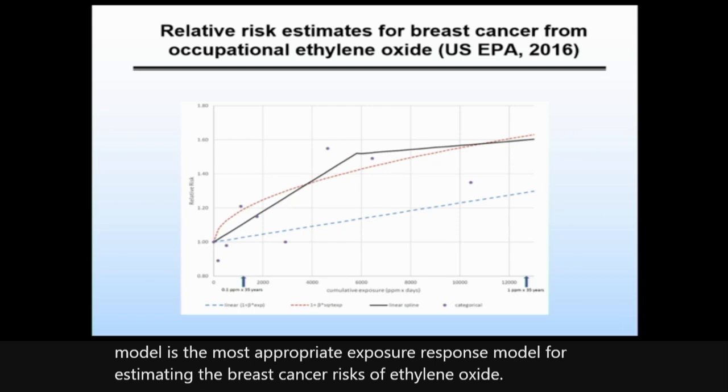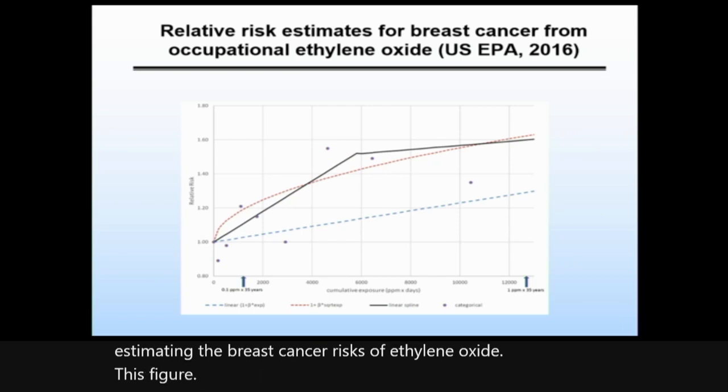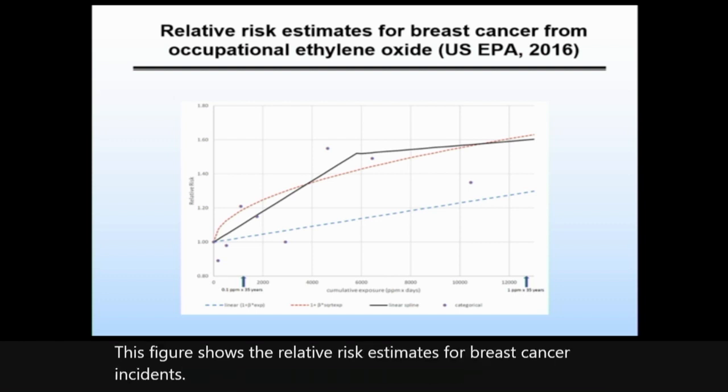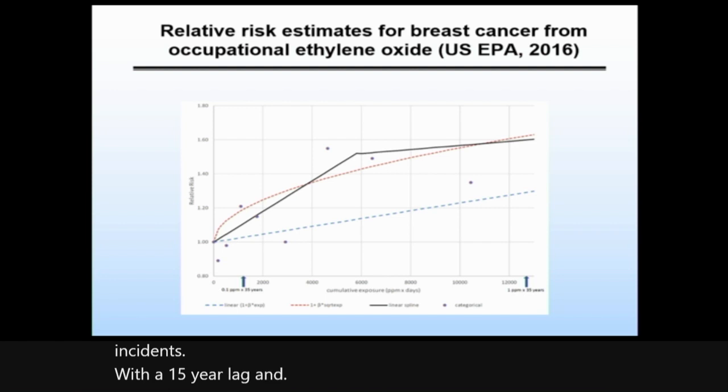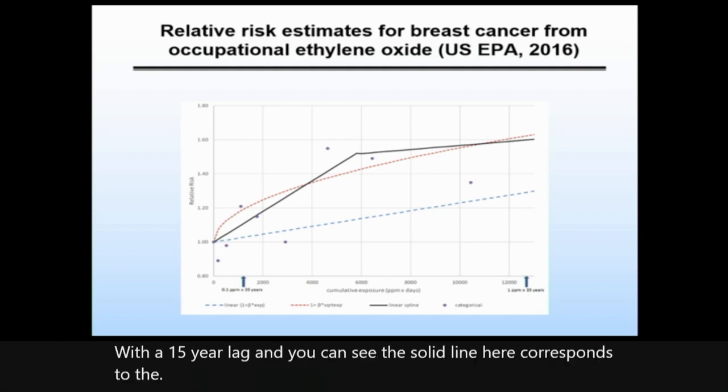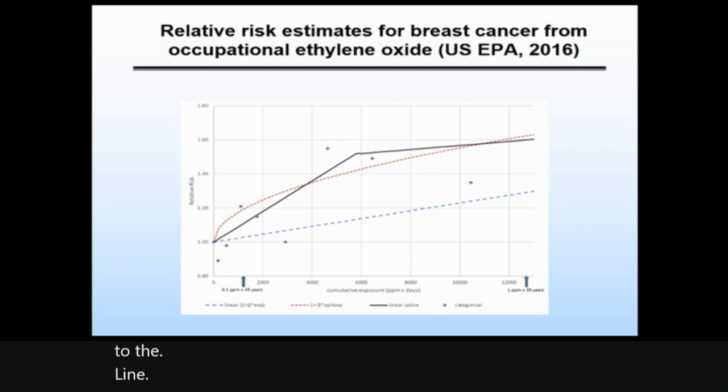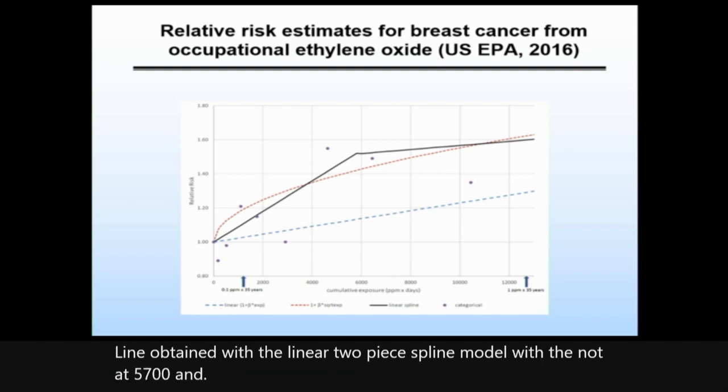So this figure shows the relative risk estimates for breast cancer incidence with a 15-year lag. And you can see the solid line here corresponds to the line obtained with the linear two-piece spline model with the knot at 5,750 ppm days. That's where you see the second slope.